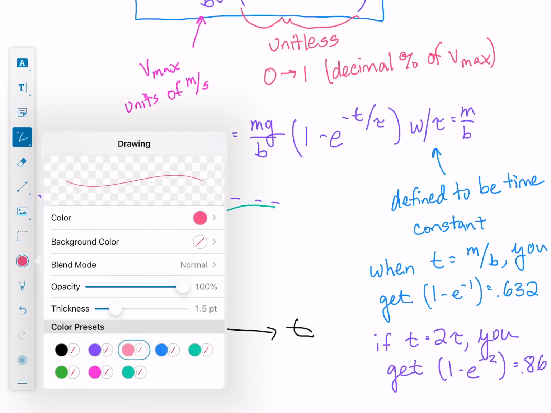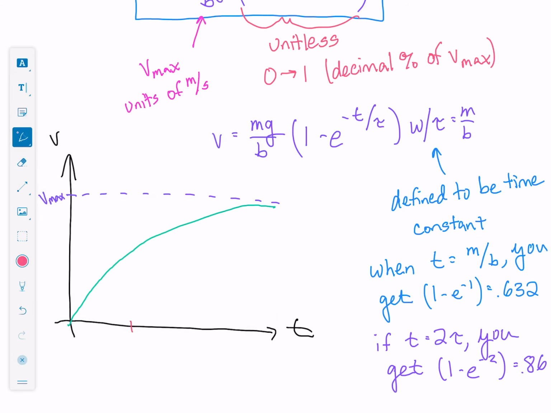All right, so now we're at t equals tau. Here we are. This is 0.63 Vmax. And then we can put in another point. We can say t equals 2 tau. And this was at 0.86 Vmax.